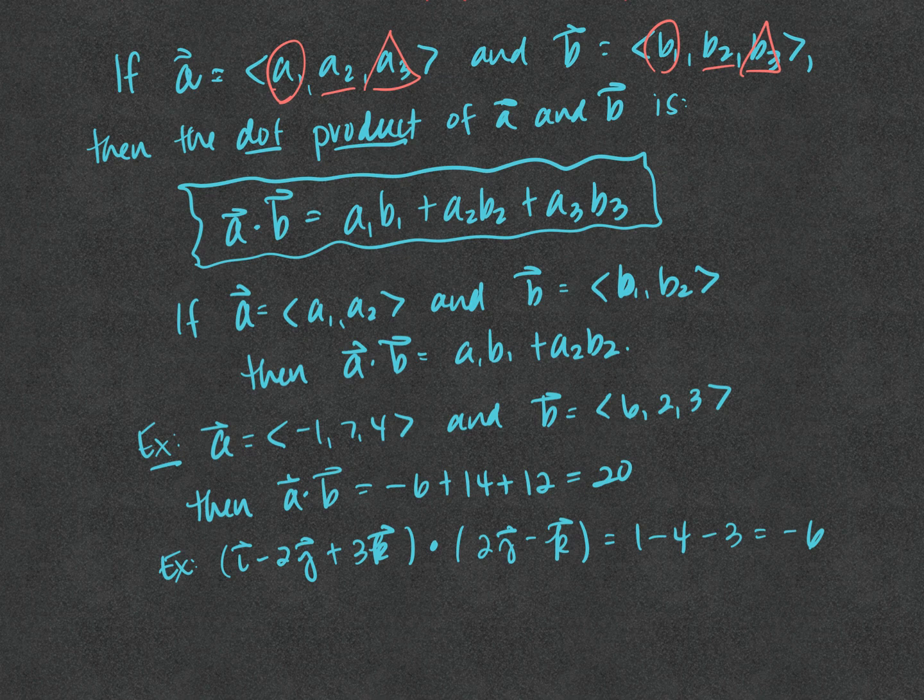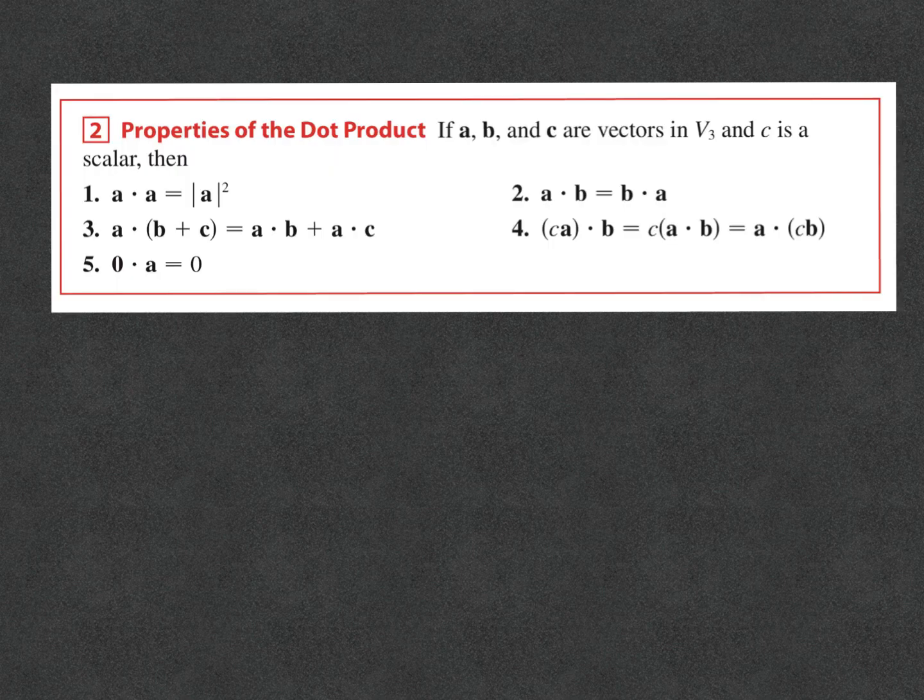So the dot product is pretty easy to find. It's helpful in lots of ways. That's what this whole section is about. Let's look at where we're going with these. Before we do, let's talk about the properties of dot products.